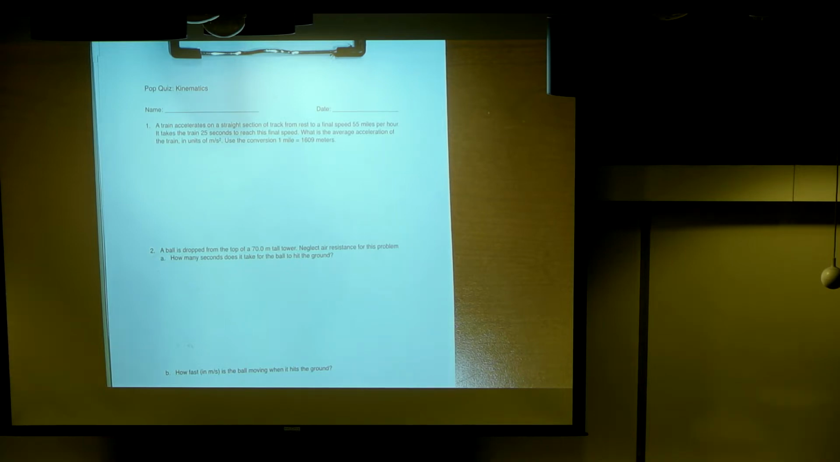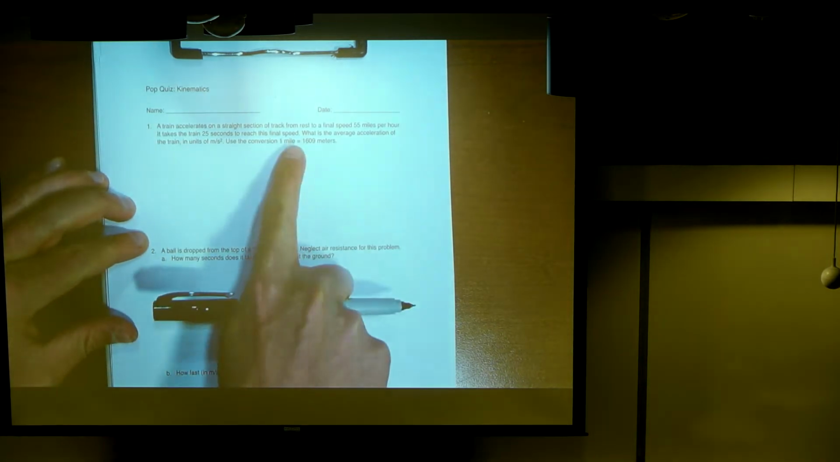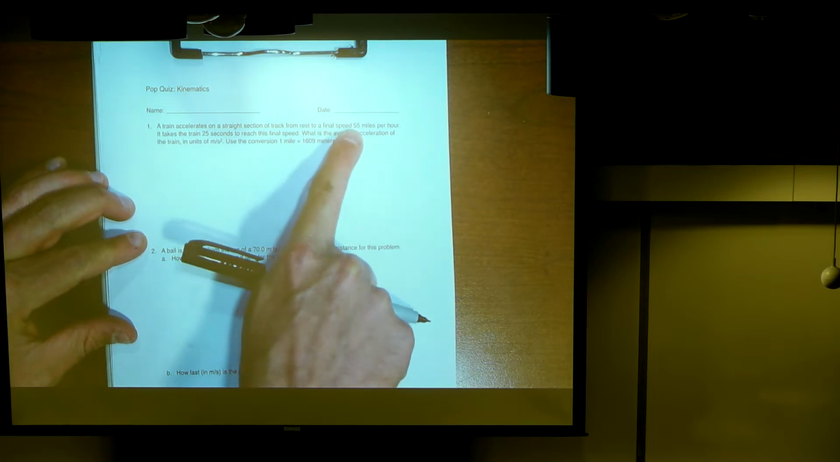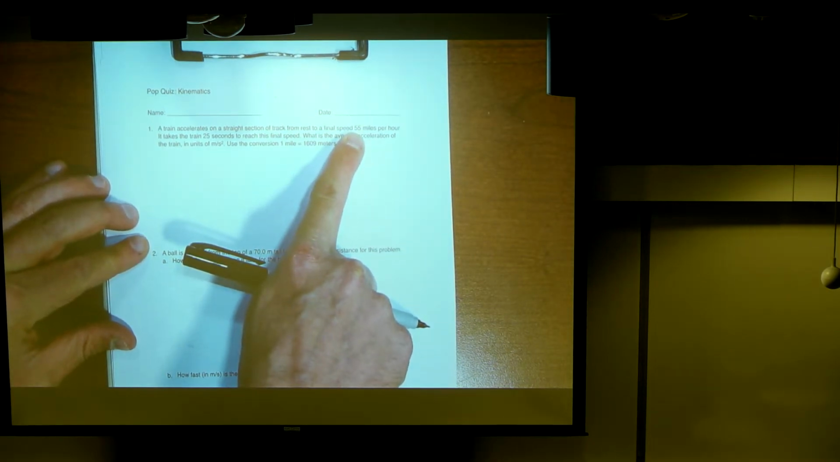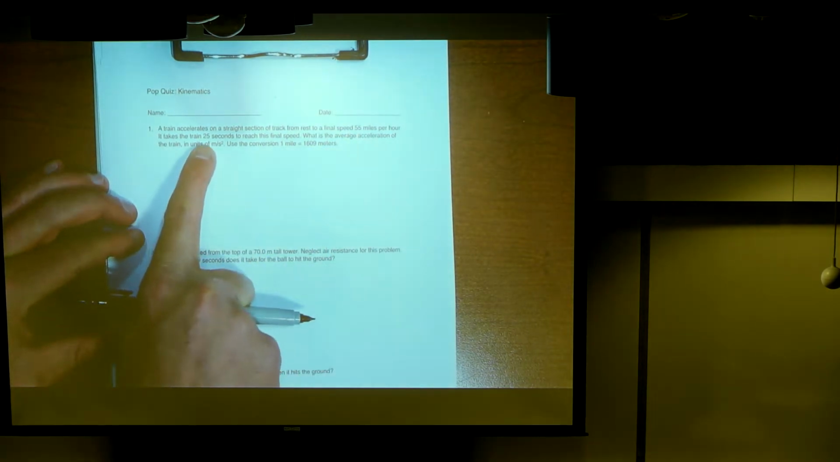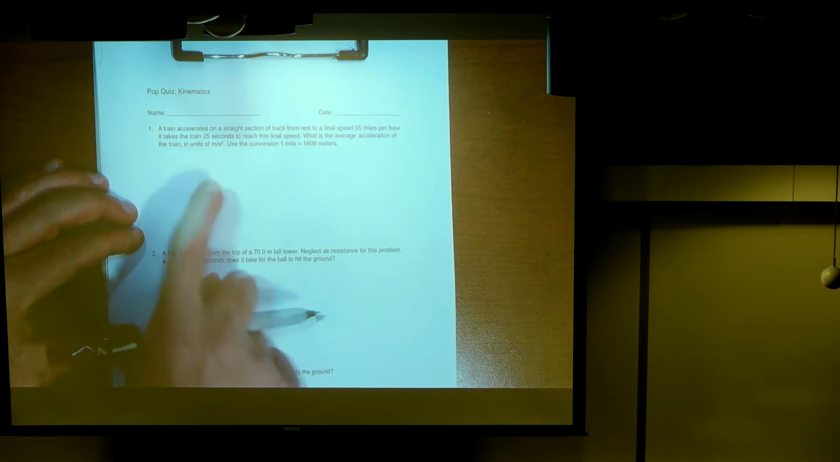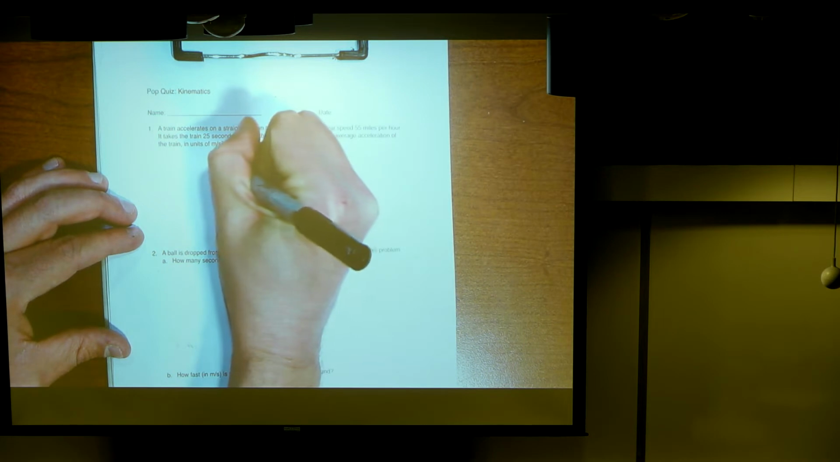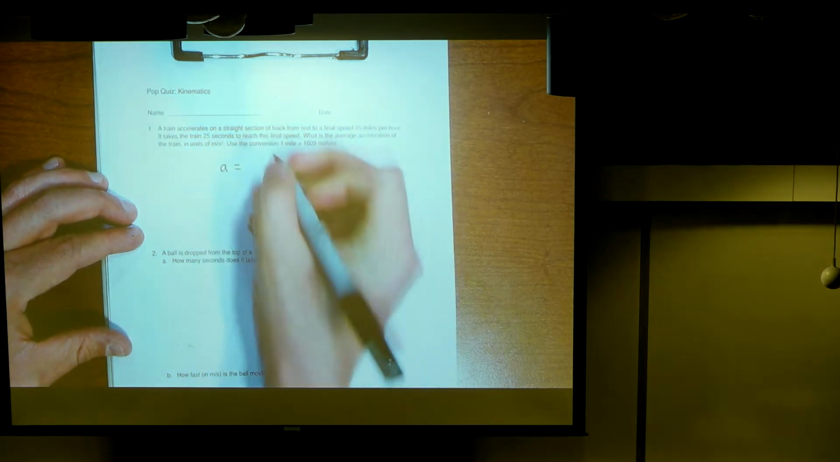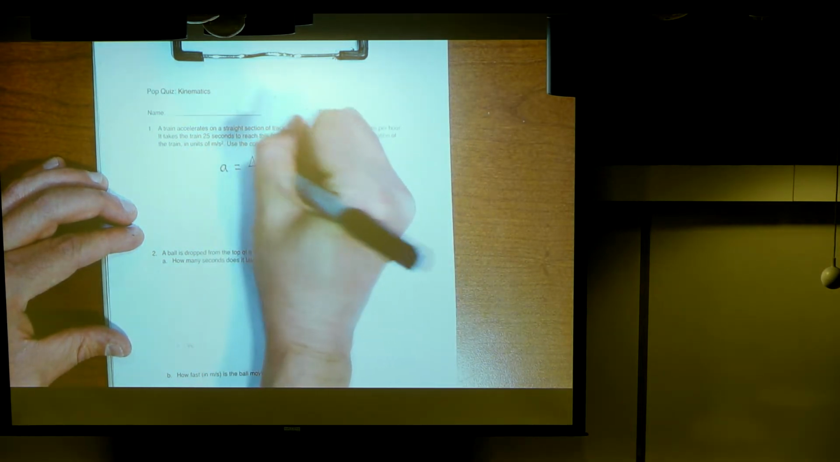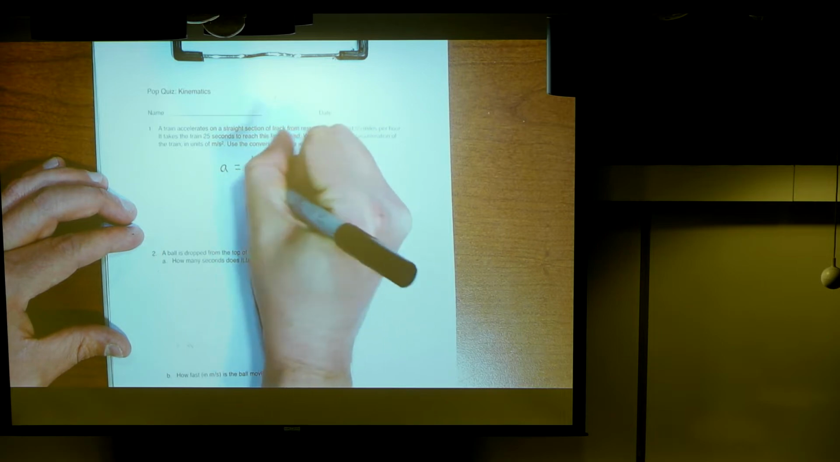In this problem, we have a train that's accelerating basically from rest to 55 miles per hour, and it takes 25 seconds to undergo this acceleration. So based on that, we want to find what the acceleration A is equal to. So we're going to use the definition here that I gave you, A equals delta V over delta T.